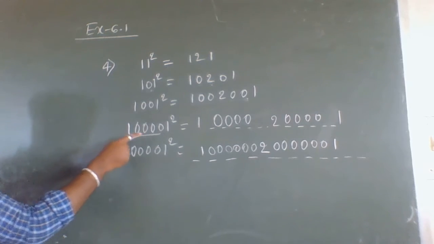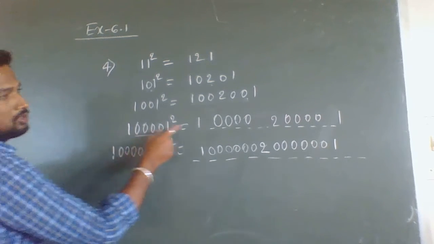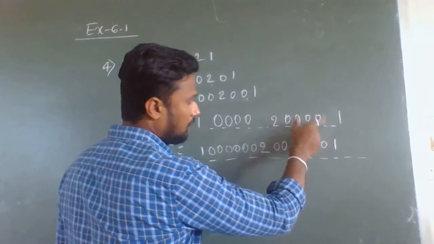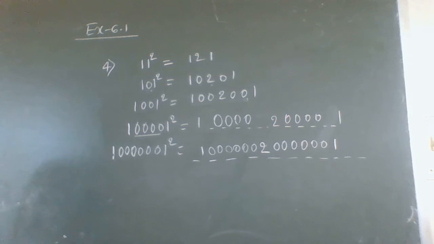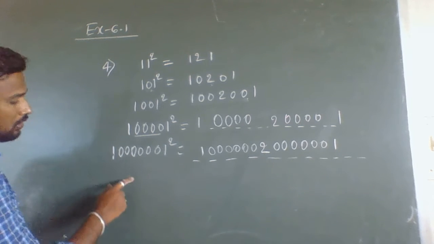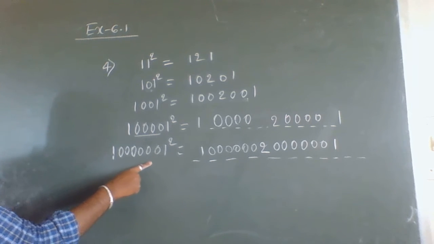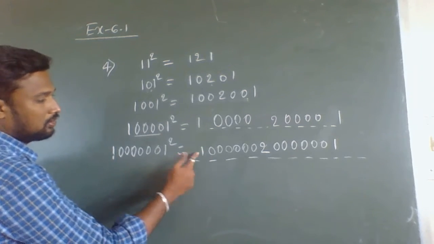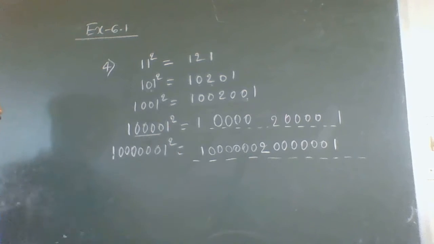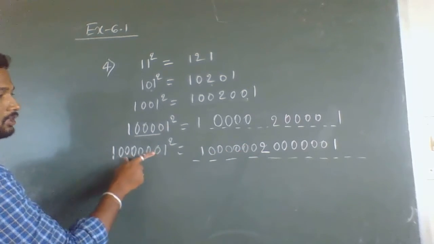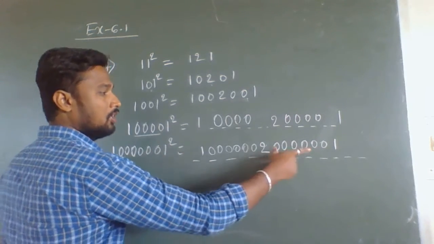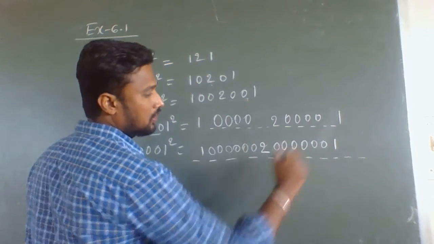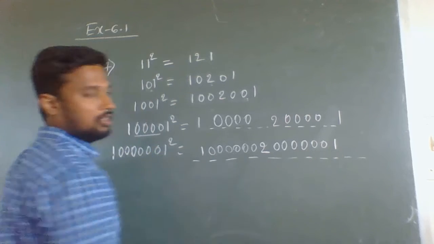We can see here totally 4 zeros they have given. So before 2 we have to write 4 zeros, and after 2 we have to write 4 zeros. Okay, like this only in the next problem, totally 6 zeros they have given. So what we know, always this number starts with 1. So first we should write 1, and before 2 we should write 6 zeros, and after 2 we should write 6 zeros, and again we know that this number ends with 1. So here we have to write 1.